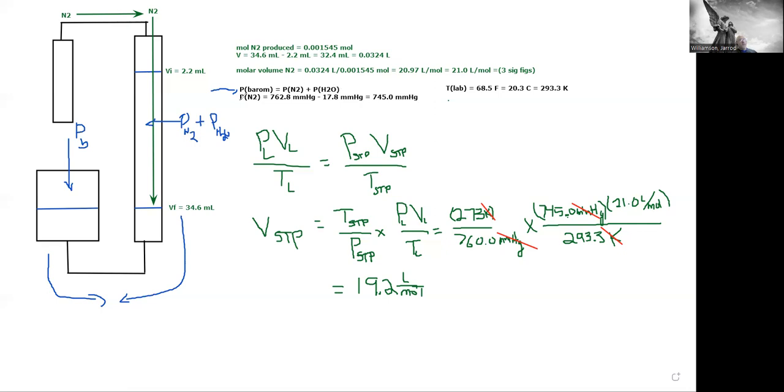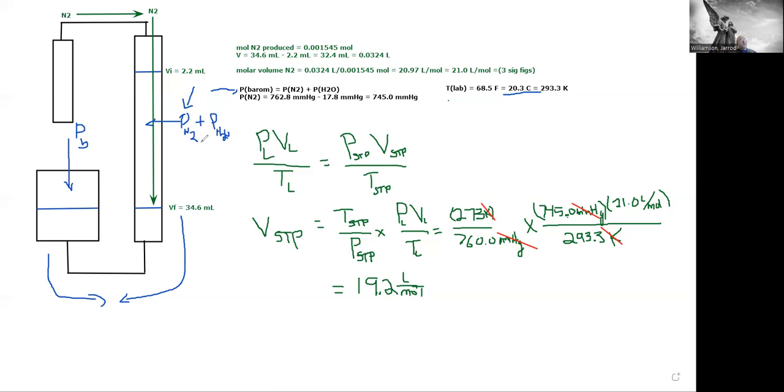Rearranging and solving, I got the barometric pressure in the previous problem: 762.8 millimeters of mercury. I looked up the vapor pressure of water at 20.3 degrees Celsius, and that's 17.8 millimeters of mercury. That gives me the pressure in the lab as 745.0 millimeters of mercury. That's the pressure of the nitrogen gas.